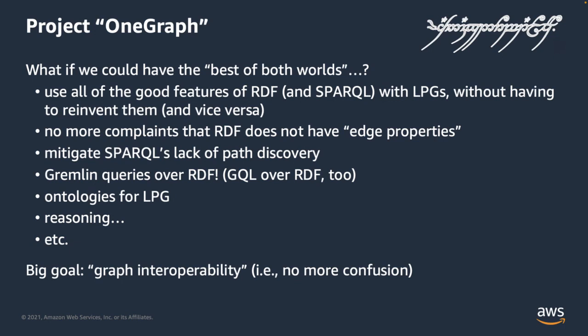We could have ontologies for property graphs. We could have reasoning. But the real goal here is graph interoperability, so that people can build knowledge graphs that are open and can be interlinked and exchanged, even if they're using property graph technologies, if that's what they want. And I'm hoping it will also mitigate the confusion that our customers have.